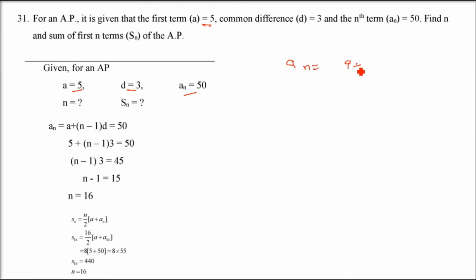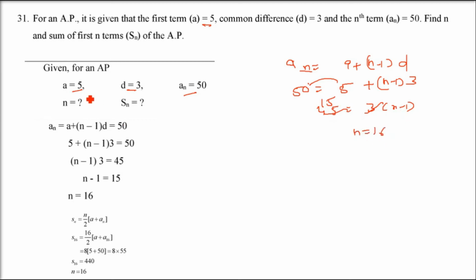So we know that AN is A plus (N minus 1) into D. And AN is given, so it's 50. This equals A, which is 5, plus (N minus 1) into D. N is what? We don't know N. D, the common difference, is 3. So you just take 5 across, it will be 45. 45 divided by 3 will be 15. N minus 1 is 15. So you get N equals 15 plus 1, 16. You get N equals 16.